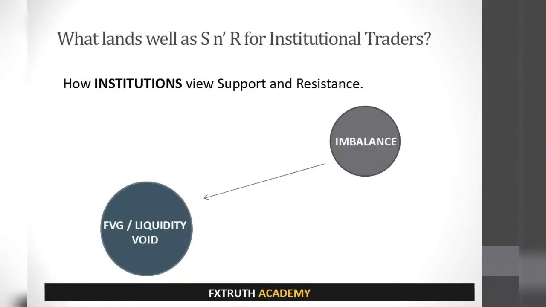The second is imbalance. And when we talk about imbalance, we're talking about the fair value gap and the liquidity void. You understand? So this is how they view the imbalance in terms of support and resistance. They're looking for areas of fair value gap or areas of liquidity void, where price rallies aggressively in only one direction without trading efficiently for a period of time.